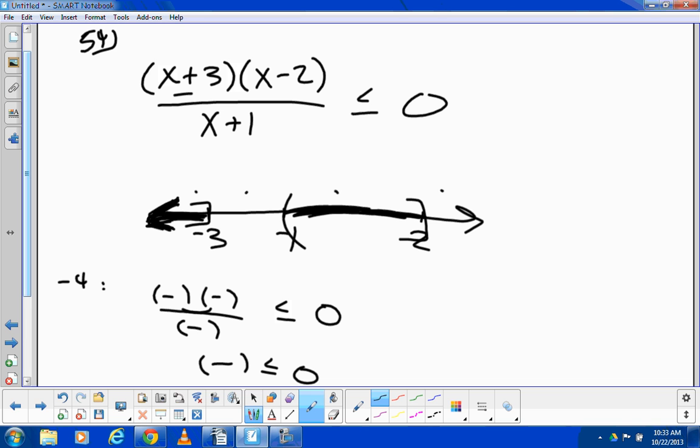Now let's put that in interval notation. So that would be -infinity to -3. All right, union. Oh, I messed up. Should have been a bracket. And then union. All right, and then parenthesis -1 to 2 bracket.